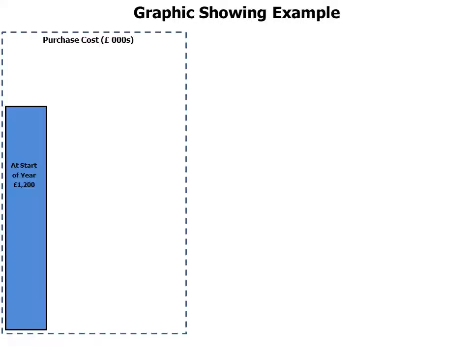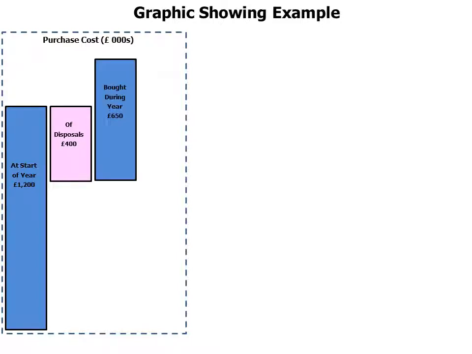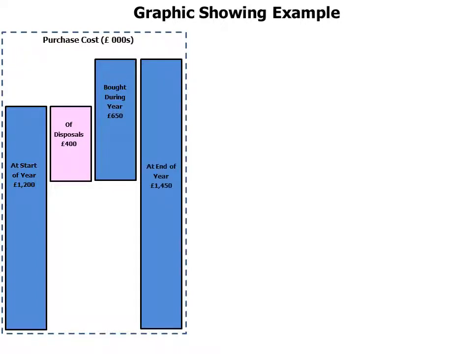And let's see if we can look at this graphically. So start the year at 1,200. The gross figure went down by the amounts it disposed, which is 400, but it also bought 650. So the gross amount at the end of the year is 1,450. So that's reported in the notes.